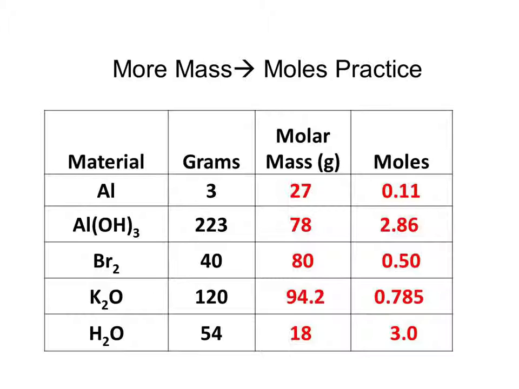Again, look at this. The number of moles is always less than the number of grams. So if this number is lower than this number as far as moles and grams, you've probably done the calculation correct. Moles has to be less than grams, always.